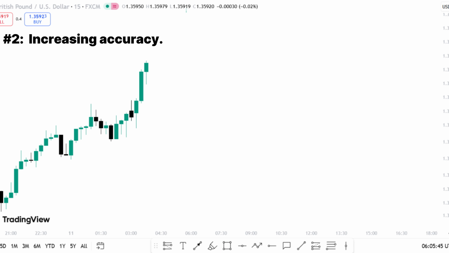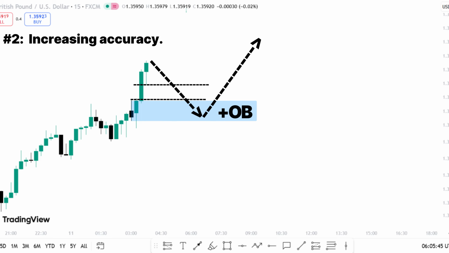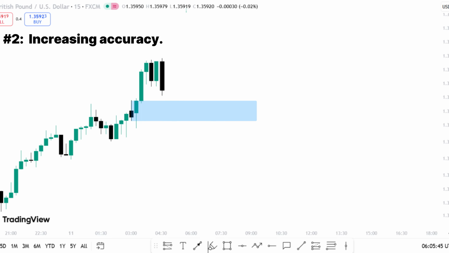Here on the Euro-Dollar 15-minute chart, we experienced a strong bullish move accompanied by a clear fair value gap between candle shadows. As a result, we had a valid order block, presenting an excellent long opportunity. However, price suddenly reversed direction and completely ignored that demand order block. And in case you're wondering why, here is the explanation.